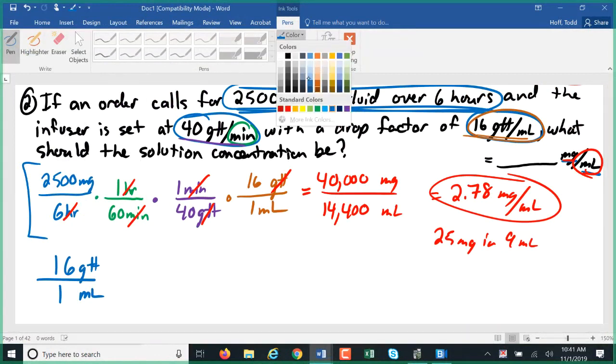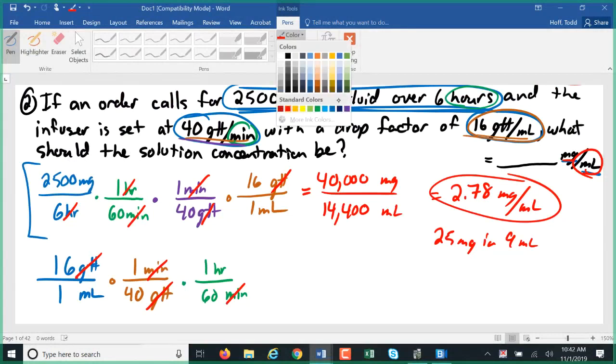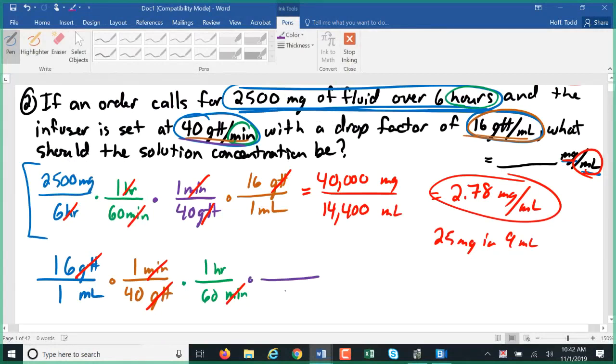So we want to keep the milliliters. We're going to get rid of the drops. The only other thing we have here that has drops in it is that 40 drops is equal to 1 minute. That cancels out the drops. We have minutes per milliliter right now. We're going to get rid of the minutes. We don't have anything else with minutes in it, but we have stuff with hours in it, so we're going to convert our minutes into hours.